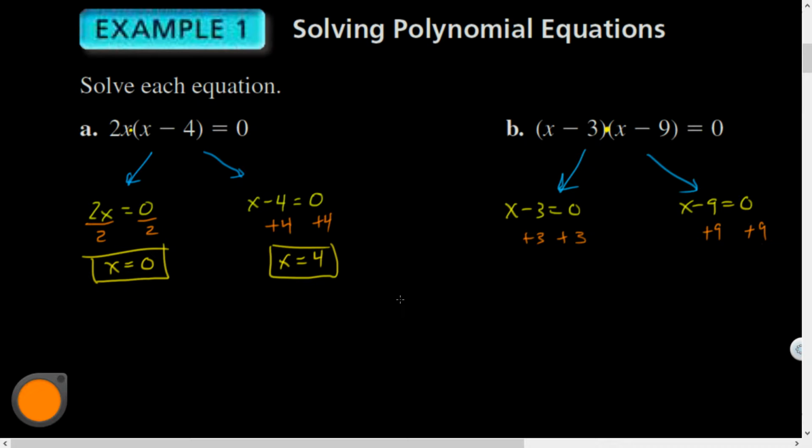So let's see, to solve these, I'm just doing that simultaneously. I get x equals 3 or x equals 9. Now, it's not both of those things at the same time, but both of those are solutions, or roots, of this equation. What's up?